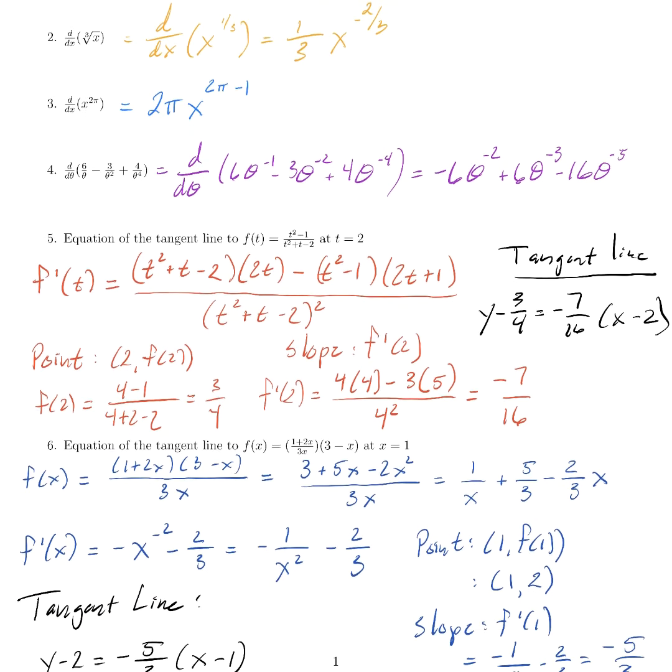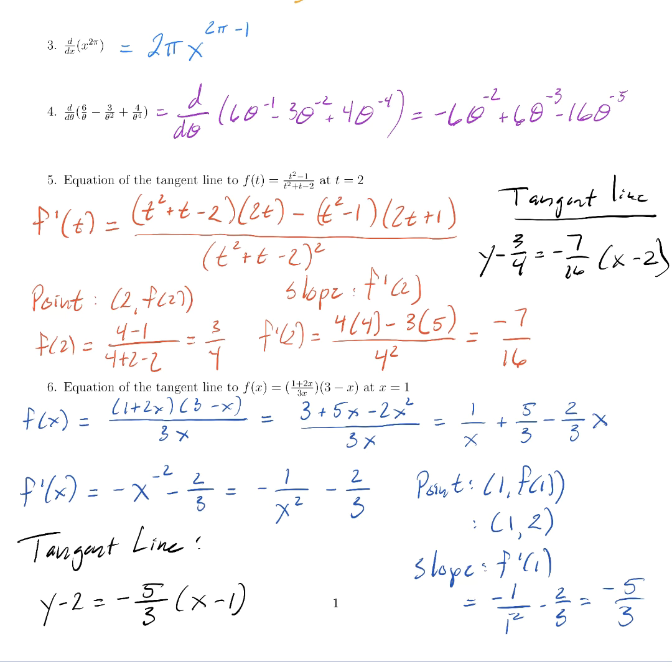Okay, in number 4, you could apply the quotient rule 3 times, but before applying the power rule, I just rewrote these all as negative exponents. At this spot right here, I haven't done any calculus. I've just rewritten the exponent. 6 divided by theta is 6 theta to the negative 1. So we have 6 theta to the negative 1 minus 3 theta to the negative 2 plus 4 theta to the negative 4. And we're taking the derivative with respect to theta.